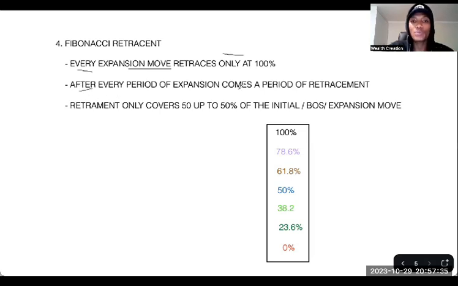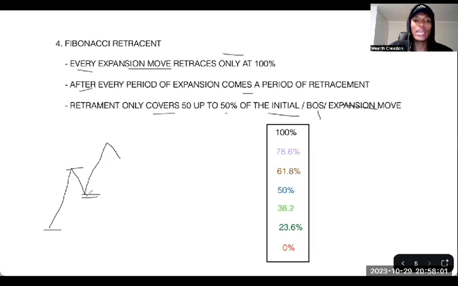After every period of expansion comes a period of retracement. That's the second takeaway. And then lastly, retracement only covers up to 50% of the initial BOS, which is break of structure, or expansion move. So what we say is that when the market expands, it has to retrace. After the retracement, there will come the expansion. After the expansion, there has to come the retracement. So expansions are always 100%.